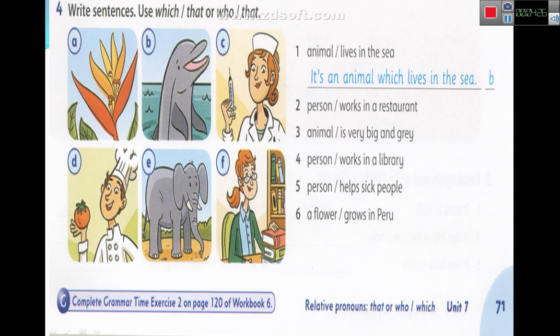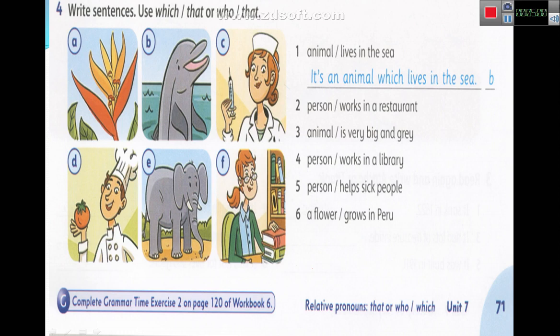Let's go to the next exercise, exercise 4. That will be your homework for the next lesson, but I'm going to explain it for you. Write sentences, use which or that, or who or that. It means you have to write sentences like that. Number 1 is done, and after doing the sentence, you have to match the sentence with the pictures. If you see, there are 6 pictures and 6 sentences. Number 1, animal lives in the sea. That's the sentence. It's an animal which lives in the sea.